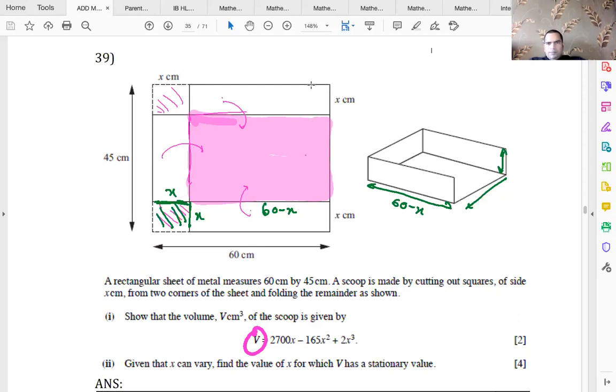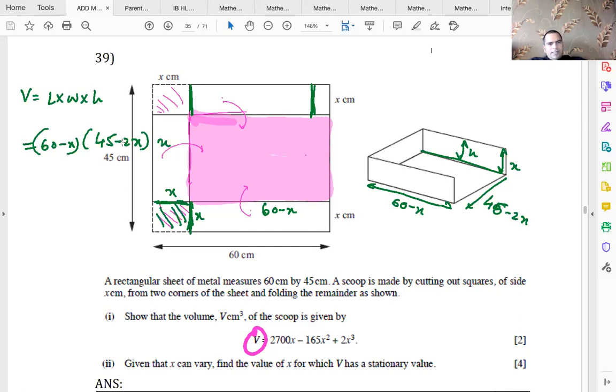Height, of course, will be, this will become the height. If I fold the metal sheet like here, this is the height, and that is nothing but x. So this height is x. And coming to the width, which is this length, you're cutting down from 45, cutting down 2 x's. You can see this part as well as this part. So this length will be 45 minus 2x. So length is 60 minus x, width is 45 minus 2x, and height is x. So the volume of this will be length times width times height, which is 60 minus x, times 45 minus 2x, times x.